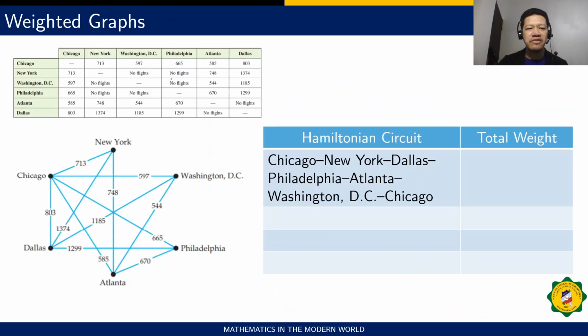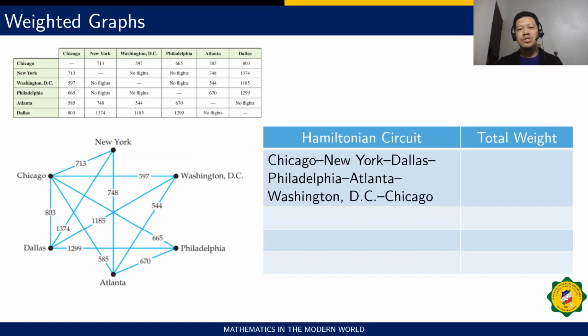So you can convert that table into a graph. Let's take Chicago connected to New York, that's 713. Chicago to Washington, 597. Chicago to Philadelphia, 665. Chicago to Atlanta, 585, and Chicago to Dallas, 803. As to where you put the vertices, you can pattern it from the actual location of the cities on the map of the United States, or you can put them anywhere as long as the connections are the same. It's how they are related or connected to each other that really matters in graph theory.